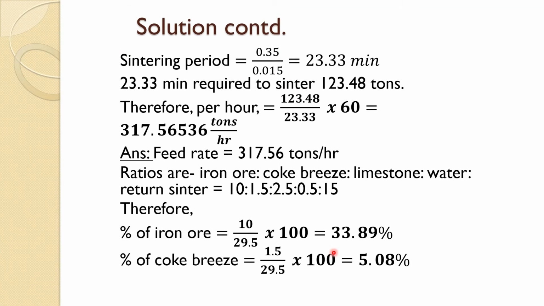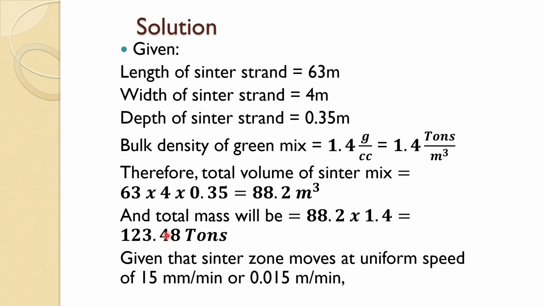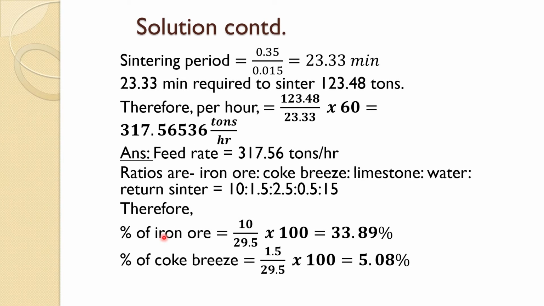So, the sintering period, in that way we can calculate because the bed depth is given as 35 millimeter. So, from that we will get the sintering time of 23.3 minutes. So, it will take about 23.3 minutes, and in 23.3 minutes the total mixture which is getting sintered is about 123.5 ton. Therefore, if we do it on a per hour basis, it will come to 317 tons per hour.